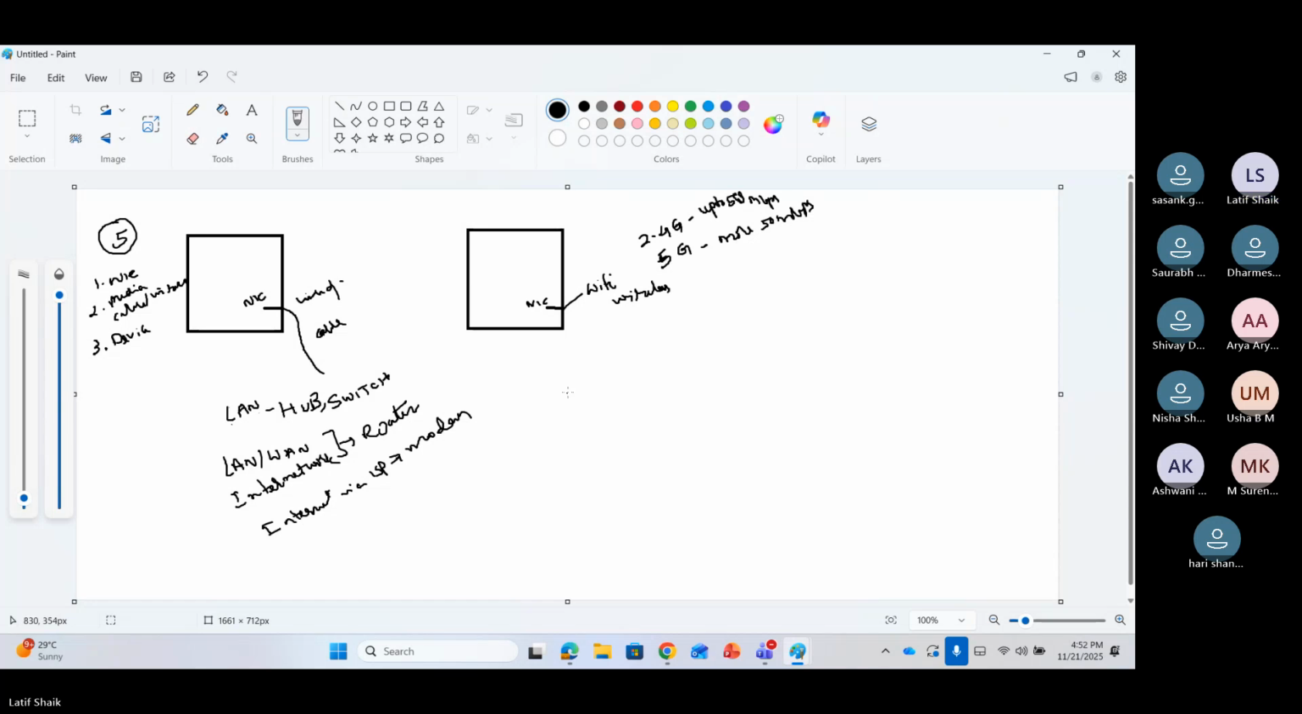Different devices. Wireless, WLAN, wireless LAN, I want to create it. Then I need a wireless access point. WLAN, okay. This is a kind of LAN only, but wireless LAN it is. A wireless access point is required. Okay. These are the main devices.